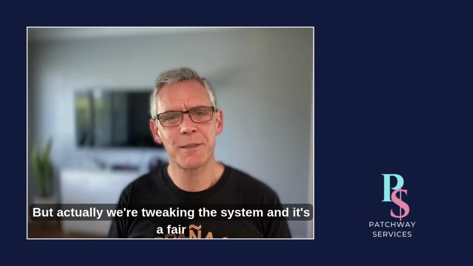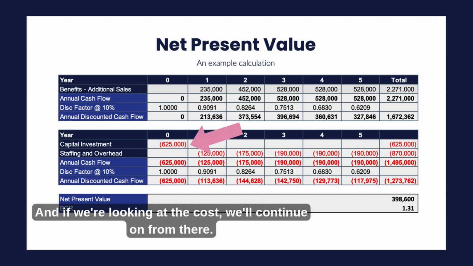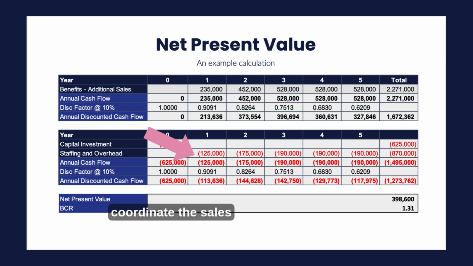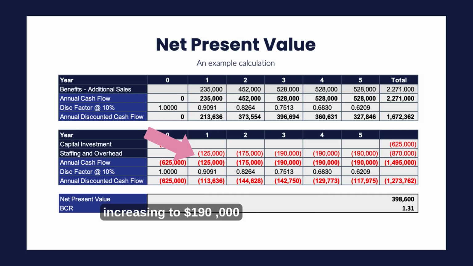But actually, as we're tweaking the system, it's a fair upgrade and implementation is going to cost us $625,000, and we will incur that cost today. And we'll see that here on the screen, the 625,000 capital investment. And if we're looking at the costs, will continue on from there. We've also got some staffing and overhead for people who need to manage the system, coordinate the sales, and actually ship the product and work through those. And what we can see is that starts off at $125,000, increasing to $190,000 in years 3, 4, and 5.